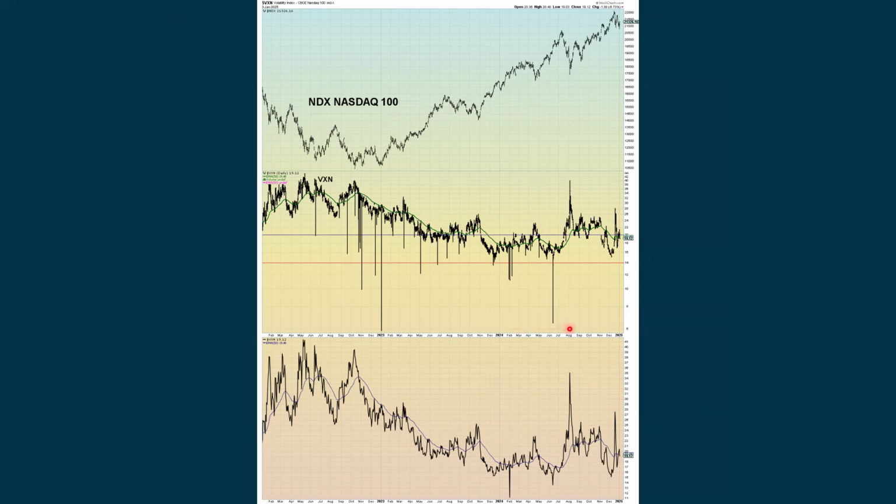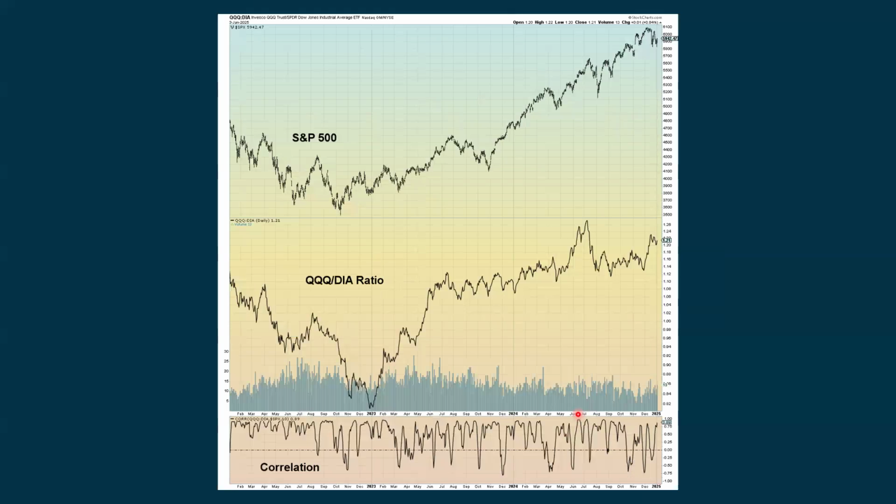I don't use this one as much, but I know a lot of you that watch these videos do get into the NASDAQ 100, and so you like to keep an eye on what the VIX is doing. Then we look at some different ratios here. This is trying to measure, in a way, growth versus value, because the QQQs, the NASDAQ 100, that's growth, and the Dow, that's considered to be value, the best of the best stocks.